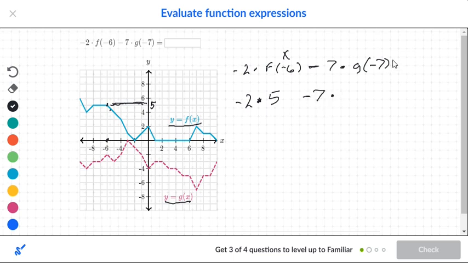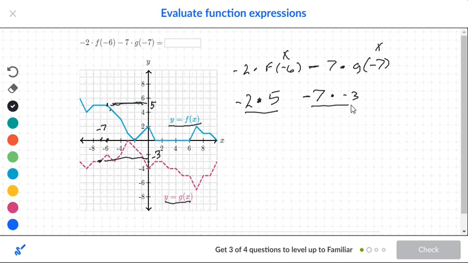Now the next one, we could treat this as a negative 7 times g of x. So we want g of a negative 7. So this point right here would be your negative 7. Now we want to go to g of x, and g of x is the red, so it's right there. We want to move this across, and it's right above the negative 4, so that would be a negative 3.